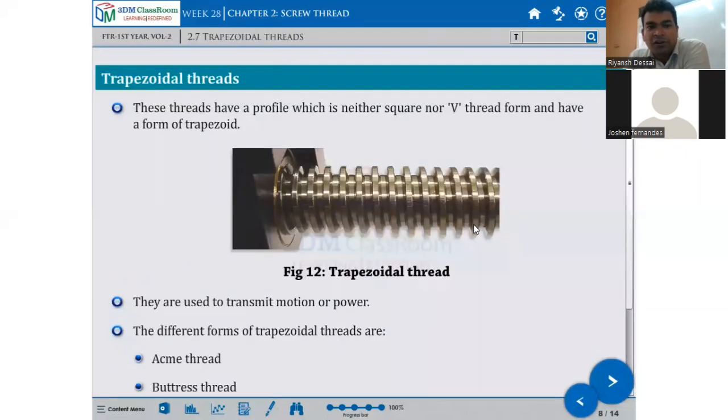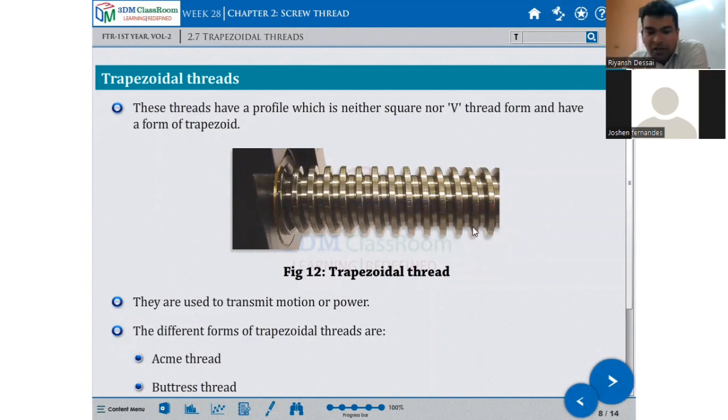Next, trapezoidal threads. It is just a modification of the square thread. Square thread is the same, only the top portion we modify. That is what we call a trapezoidal thread. These threads have a profile which is neither square nor V thread form and have the form of a trapezoid. They are used to transmit motion or power.